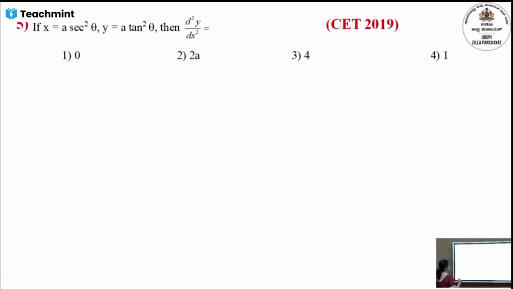Yes, the next tip that you should remember is, if you have parametric representation, try to eliminate the parameter. That means if you can get a relation between x and y, your situation is very simple.